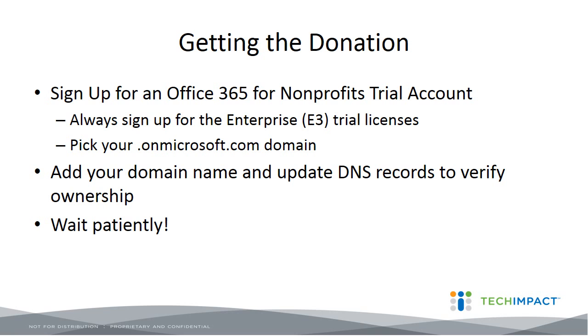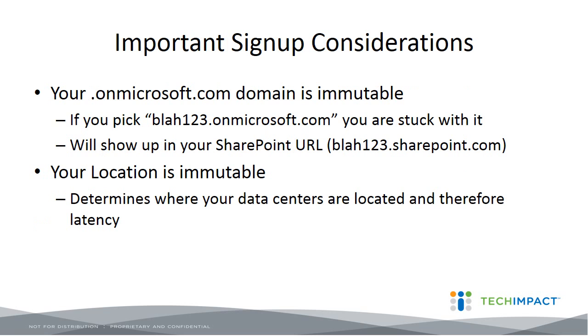To get the donations, you're going to sign up for a trial E3 license. Then you're going to pick a domain name, a sort of temporary domain name. It's going to start with .onmicrosoft.com. Then you're going to add your domain name and update your DNS records to verify ownership. You add a TXT record for your domain. If that doesn't make any sense to you, you should probably get some help with this part of the process. And then you'll wait, and Microsoft and TechSoup will work in the background to get you verified.